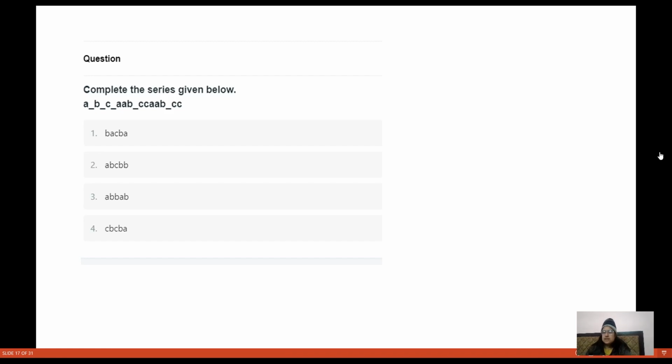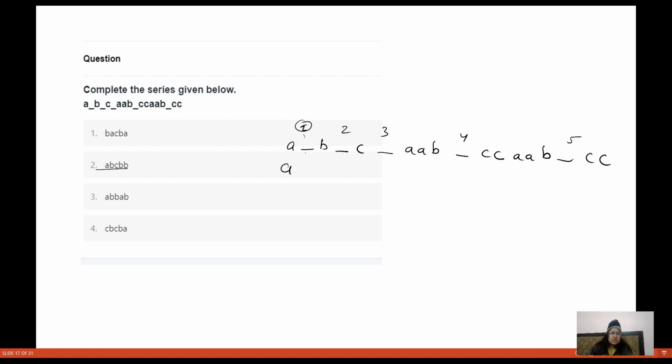Okay guys, let us look at this question. You have A dash B dash C dash double AB dash double C double AB dash double C. Let us try to fill this. Let us number the blanks 1, 2, 3, 4, 5. In the first blank I am going to fill B, so this becomes ABB. Now in the second blank I am going to put C, so this becomes ABBAC.